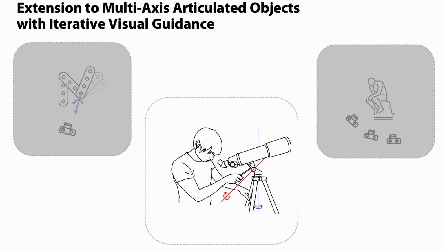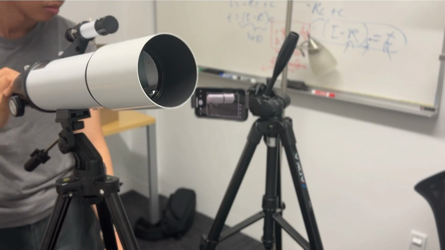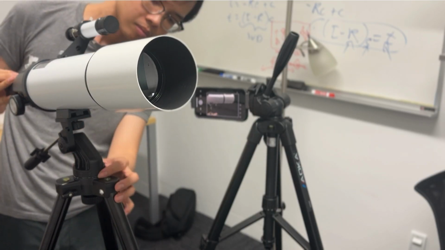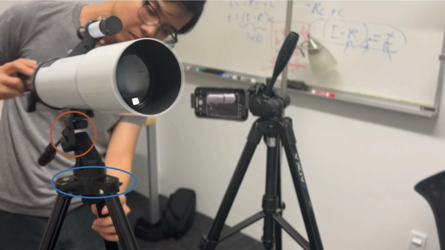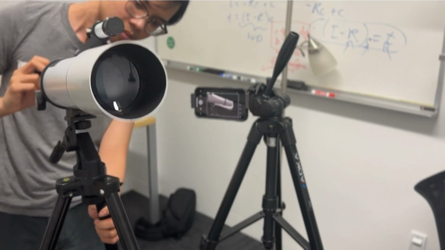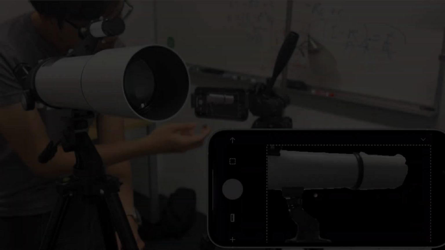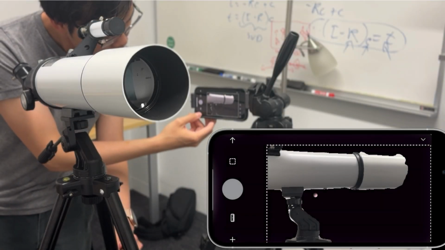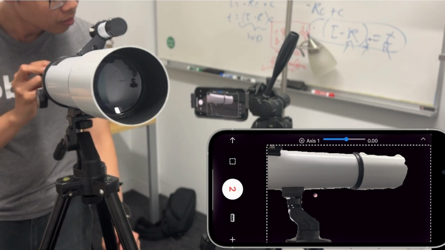And lastly, we extend our method to handle complex articulate objects that have non-intersecting axes of rotation using an iterative process. Consider this telescope mount with 2 joints. In this case, the center of rotation for one joint is offset from the center of the other. We can handle this by having the user demonstrate each joint separately and mapping each degree of freedom to separate 1D visual guidance. First, let's identify the azimuth movement. Let's add axis 1 and then provide a small demonstration.